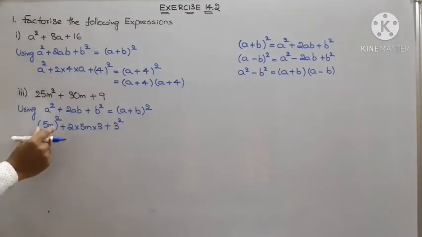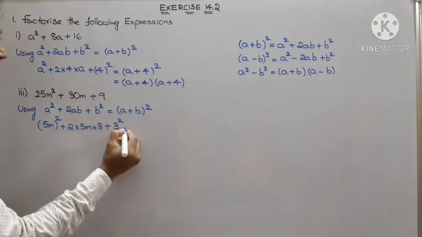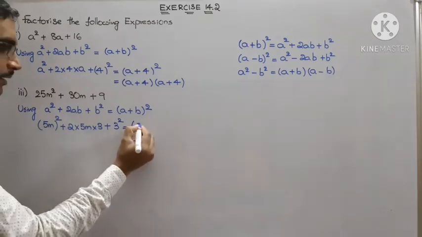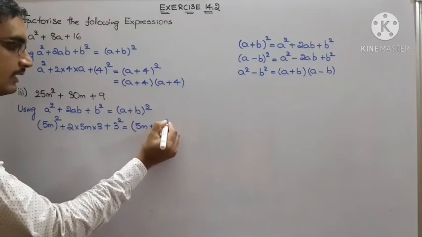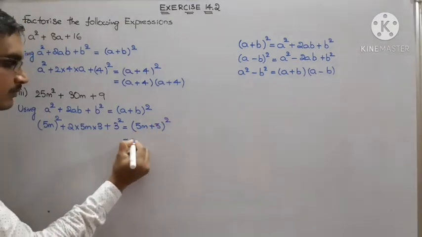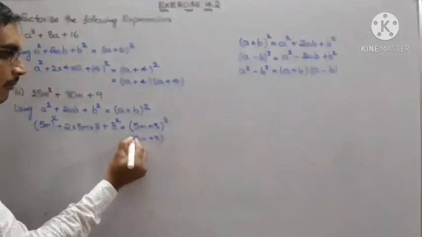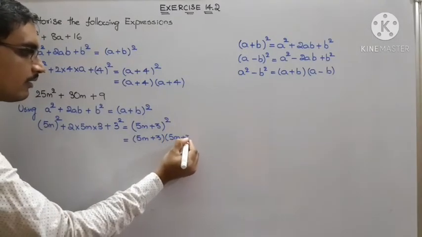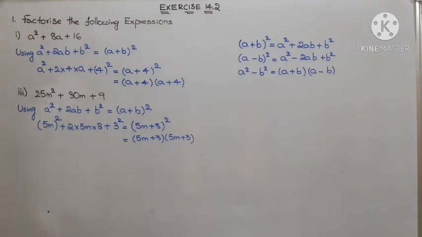Now we took the form of a square plus 2ab plus b square is equal to a plus b whole square. A is 5m and b is 3. 5m plus 3 whole square, which makes us 5m plus 3 multiplied by 5m plus 3. So this is the way how we have to do.